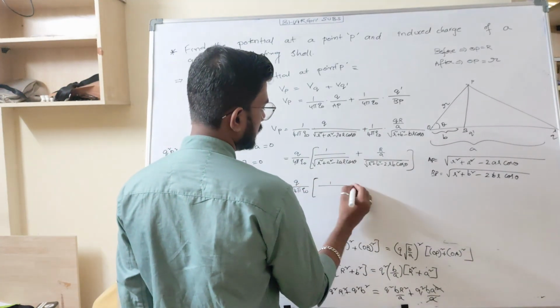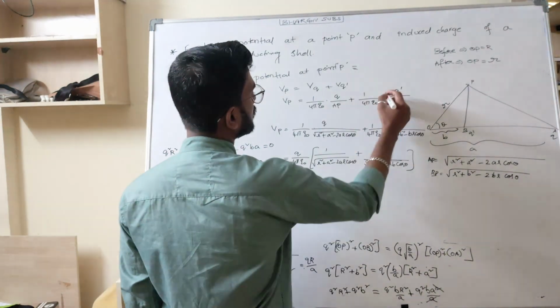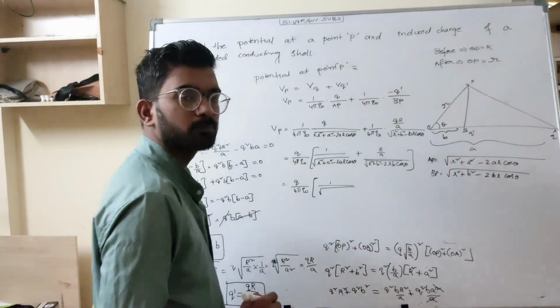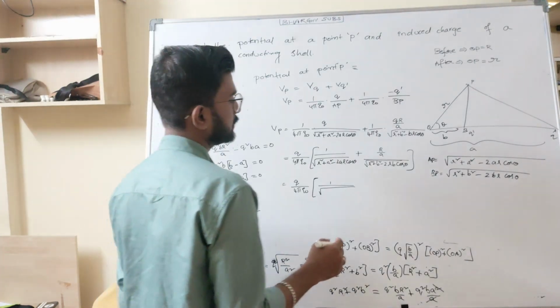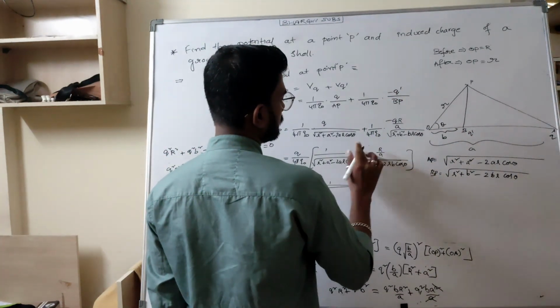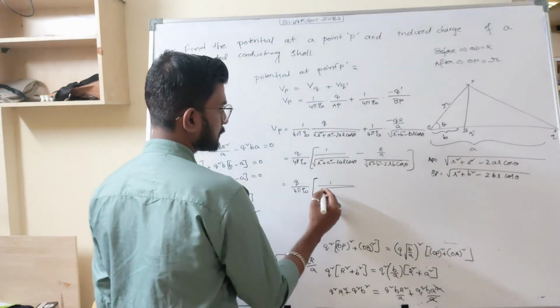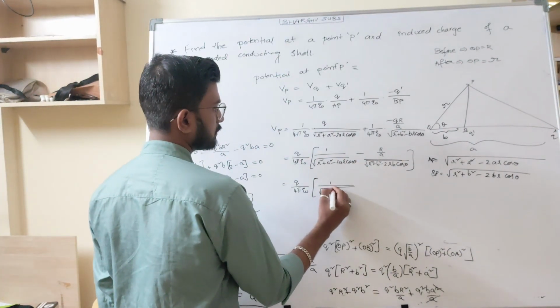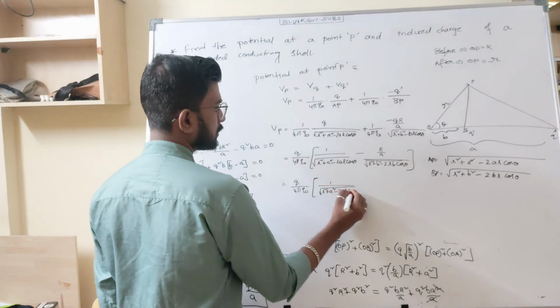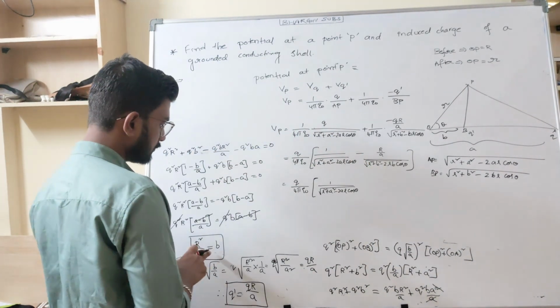So 1 by root over, I think you have to substitute here Q dash. The induced charge was minus Q dash, right, with a negative sign. So minus Q dash, so you will get minus here. If I transfer, like 1 by 4 pi epsilon naught, r square plus A square minus 2 AR cos theta. The B was the initial unknown, so you have to convert it in the form of A.